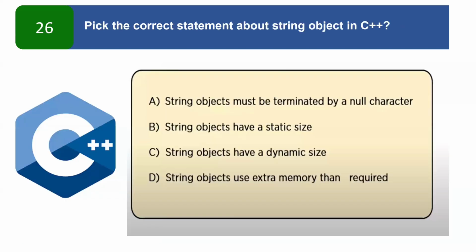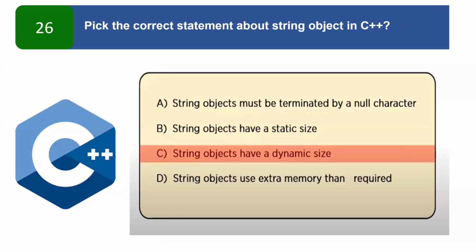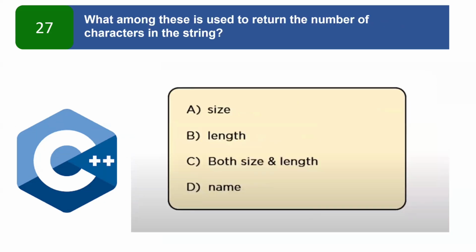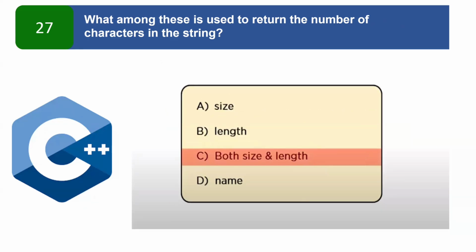Pick the correct statement about string objects in C++. The answer is C. String objects have a dynamic size. Question number 27. What among these is used to return the number of characters in the string? Answer is C. Both size and length.